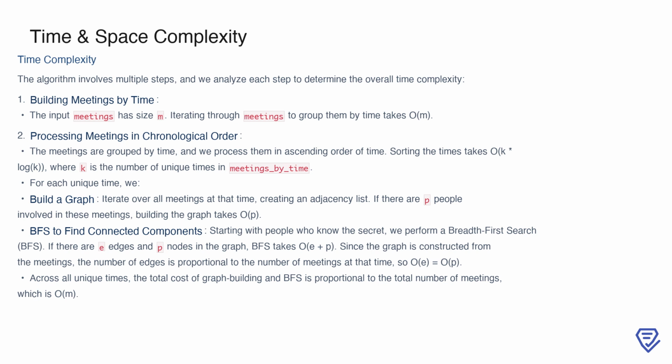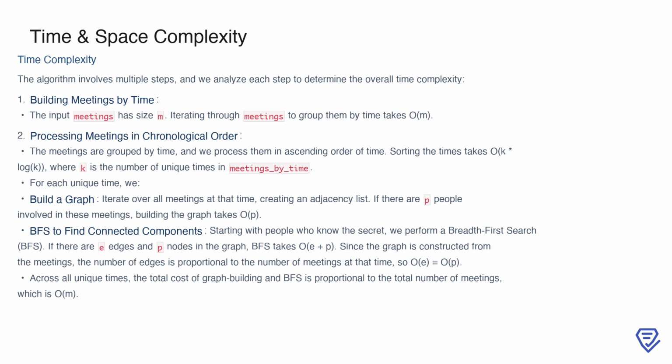For each unique time, we perform 2 main operations. The first is building a graph, where we iterate over all the meetings happening at that time. If p people are involved in these meetings, constructing the adjacency list for the graph takes p. The second operation is performing breadth-first search, or BFS, starting with people who know the secret. In the graph, if there are p nodes and e edges, BFS takes e plus p. Since the number of edges, e, is proportional to the number of meetings, this step also simplifies to p.